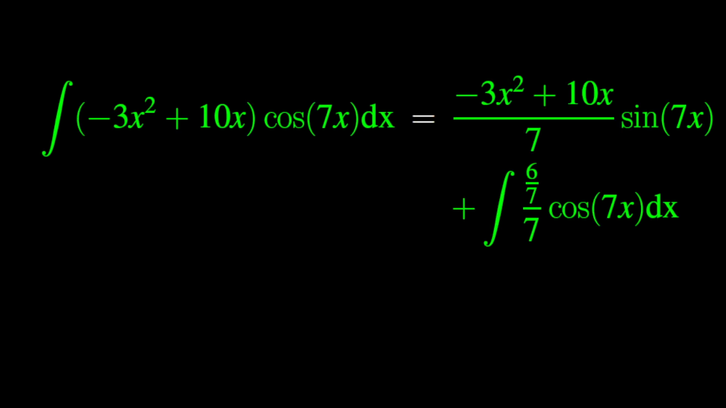Now we have to aggregate the results of these repeated applications of integration by parts to get the final value of the antiderivative of minus 3x squared plus 10x times cosine of 7x. The first integration by parts gave the following result. The integral of minus 3x squared plus 10x times cosine of 7x dx is equal to minus 3x squared plus 10x over 7 times sine of 7x, plus the integral of 6 over 7 times cosine of 7x dx.